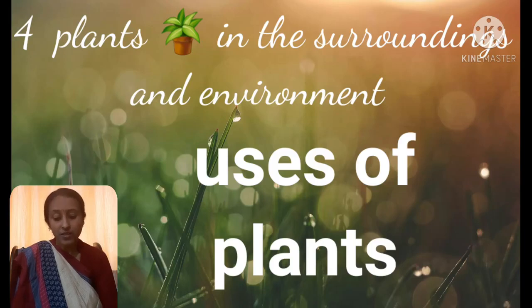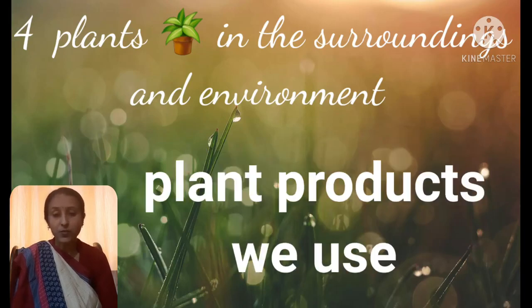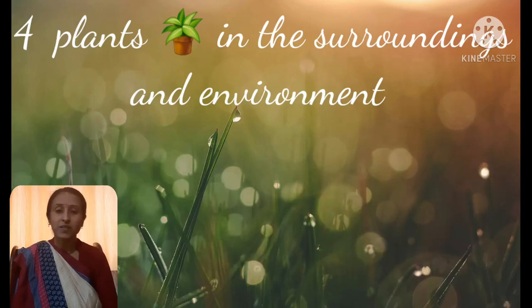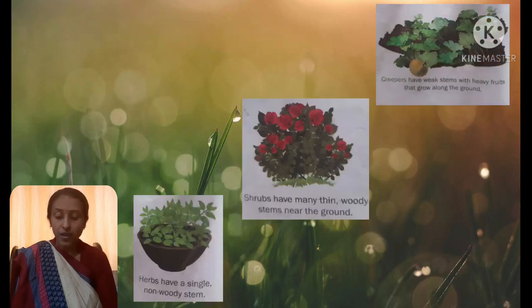Okay. The next one is plant products we use. We use lots of plant products, like furniture, medicines, paper. We get a number of items from plants. So this is the overall idea regarding this chapter, and in this chapter we are going to learn about all these topics. Okay, so let's start our chapter with page number 44.